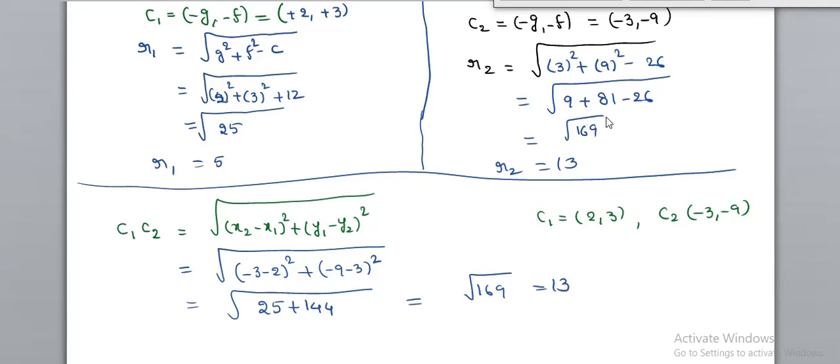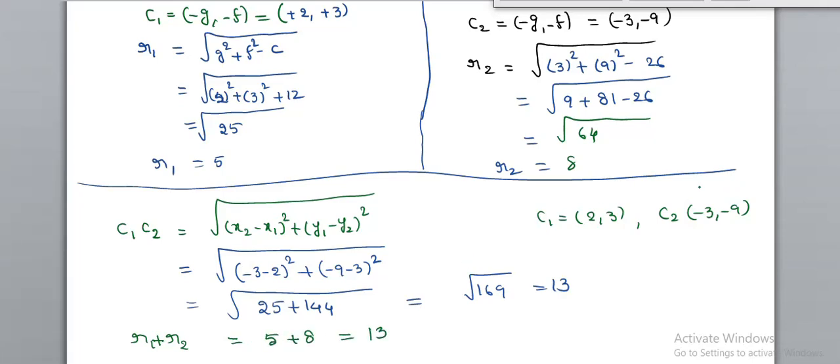Sorry, this is wrong. So 90 minus 26 below value. Square root of 90 minus 26. 90 minus 26 is 64. That is the value 8. Sorry, 8. Next, R1 plus R2. 5 plus 8 is equal to 13.